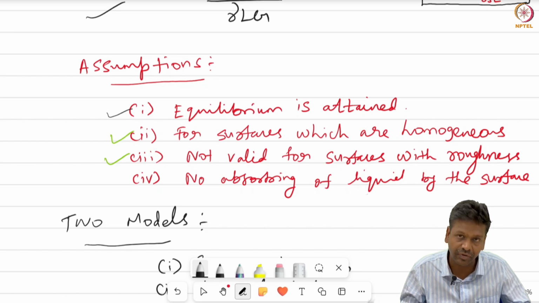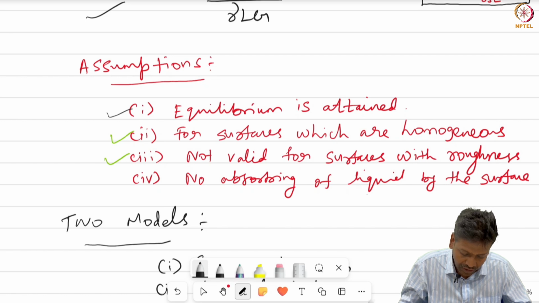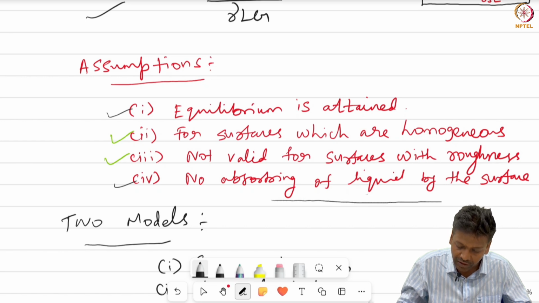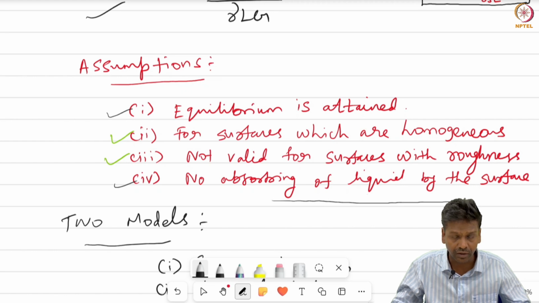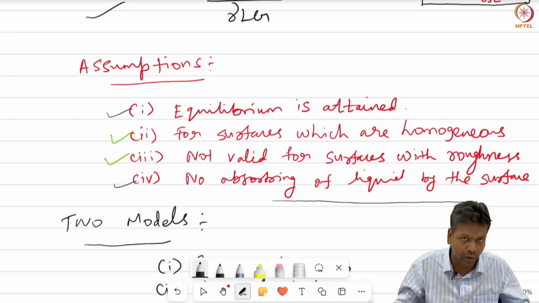So how do we handle this kind of situation? How can we revisit the equation? That is what exactly we are going to look at. And the last assumption is no absorption of liquid by the surface. This part we will cover in the following lecture, but in today's lecture we are only going to look at how we can tackle surfaces that are heterogeneous and surfaces with roughness.